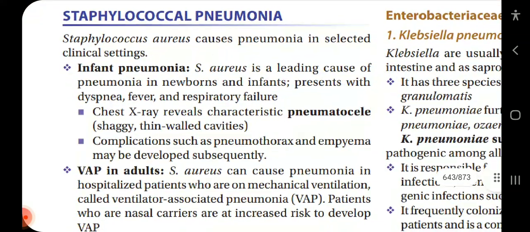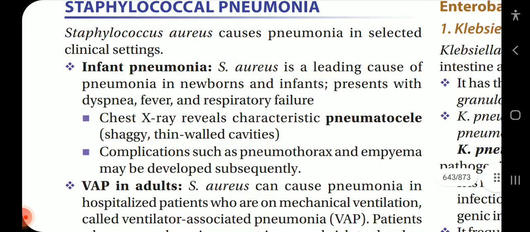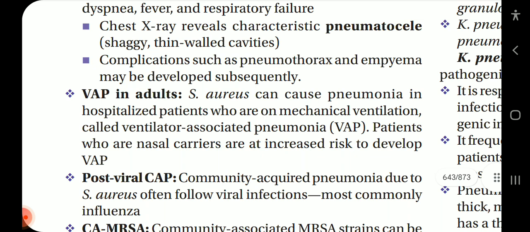Now let us start with staphylococcal pneumonia. Staphylococcus aureus causes pneumonia in selected clinical settings. Infant pneumonia: Staph aureus is a leading cause of pneumonia in newborns and infants. It presents with dyspnea, fever, and respiratory failure. Chest X-ray reveals characteristic pneumatoceles, thin-walled cavities. Complications such as pneumothorax and empyema may develop subsequently.